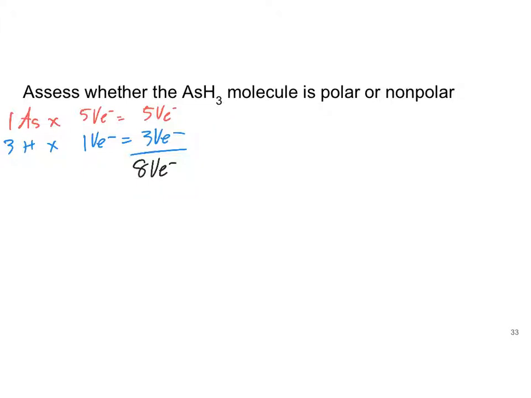So first I'm going to draw my atoms, so it's As, and I have H, H, H, 2, 4, 6. I have 2 more electrons to place. I'm going to put those lone pairs on the central atom. I'm going to check my bonds here. So in this case, I have 3 As-H bonds.